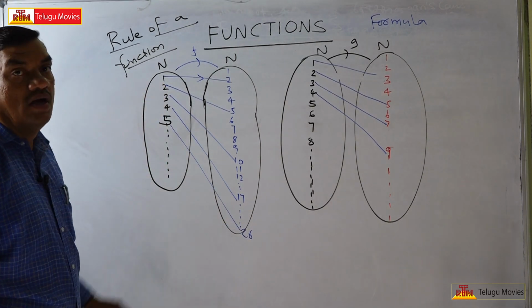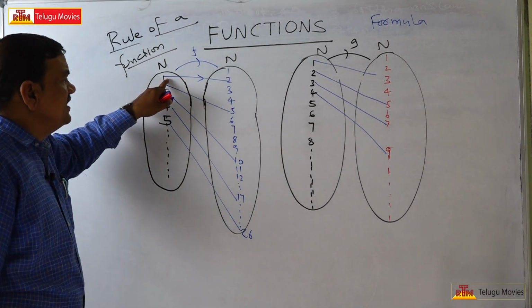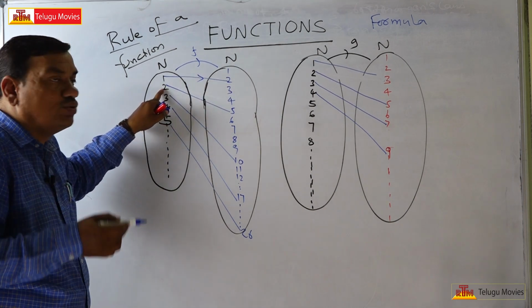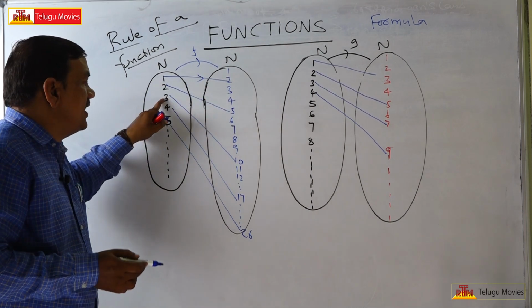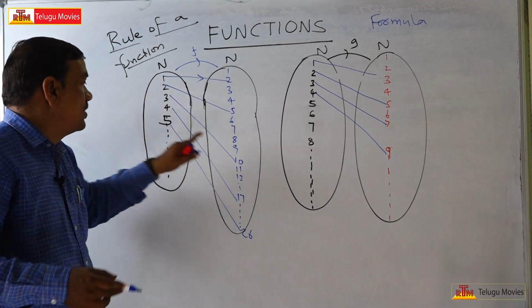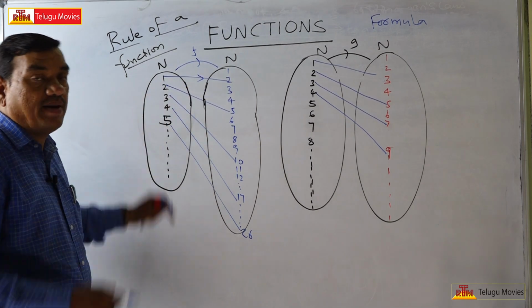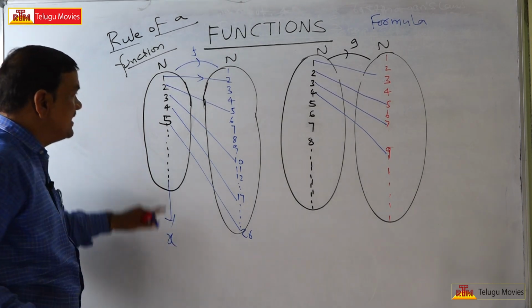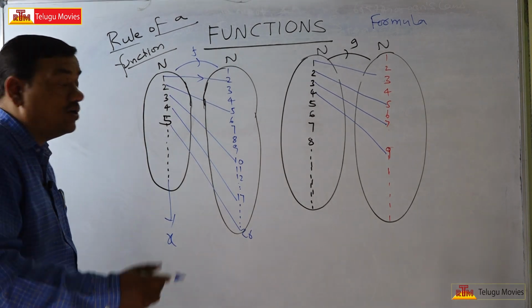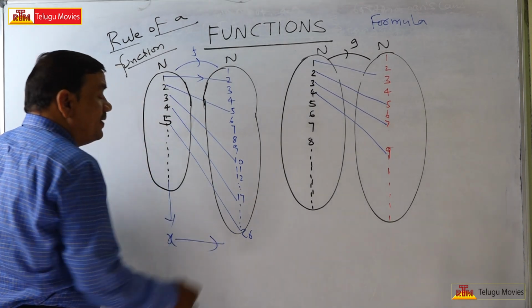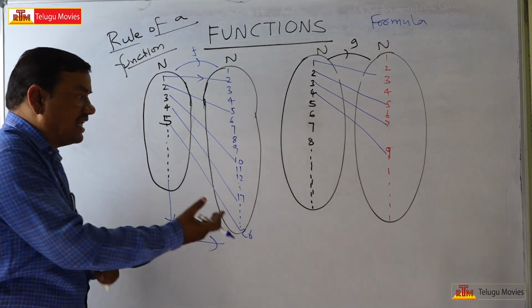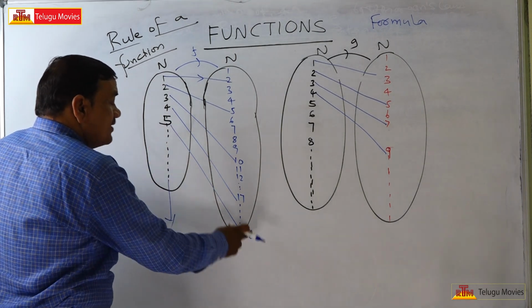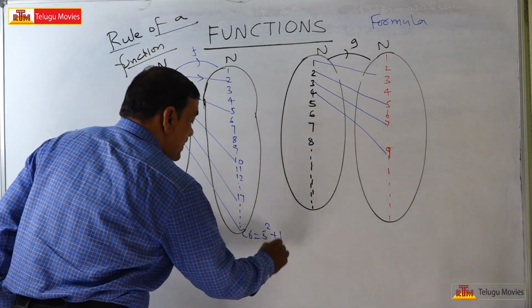How can you say, sir? If you observe, if your element is 1, it is mapped onto 1 square plus 1. If your element is 2, 2 square plus 1. If it is 3, 3 square plus 1. If it is 5, 5 square plus 1. That means, in general, if your element is x in the first set, then for which number are you attaching it? Afterwards I will tell what is image and what is pre-image.